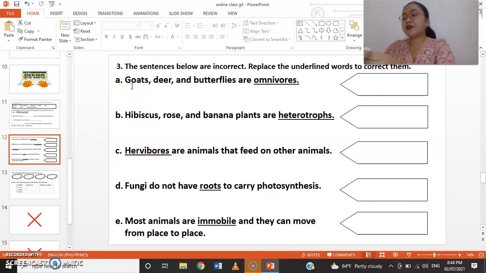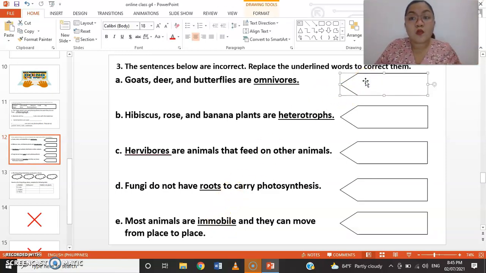Page number 5, numbers 3 and 4. Let's try to answer. So number 3, the sentences below are incorrect. Replace the underlined words to correct them. So these underlined words like omnivore, heterotroph, herbivore, roots, and immobile are not correct. So you're going to write here in the arrow box the correct answer.